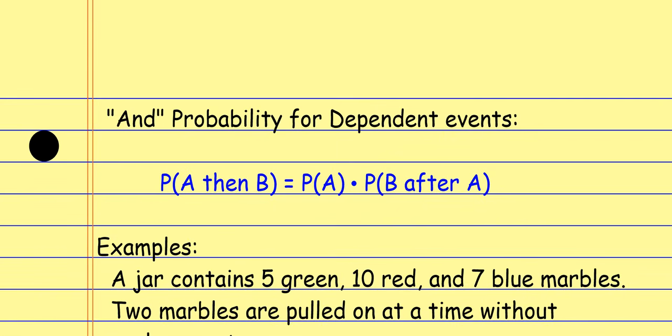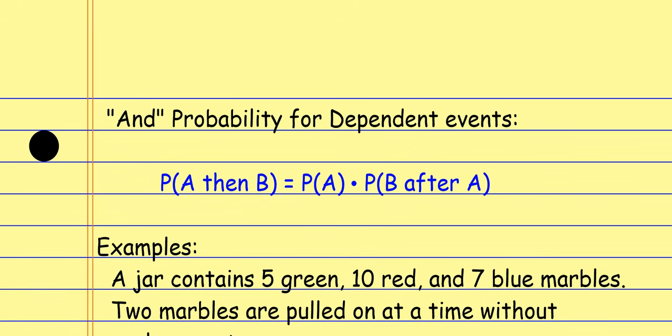Let's talk about dependent events. The difference between dependent and independent is really just a matter of a little bit of imagination. We have to imagine that the first thing happened, and that's it. It's literally still the same thing, but we have to think about the situation. We have to imagine what's going on. Okay? So, "and" probability for dependent events is the probability of A then B. We have to do the probability of A times the probability of B after A. All right. And that's the same thing we were just doing, except with a little bit of imagination.